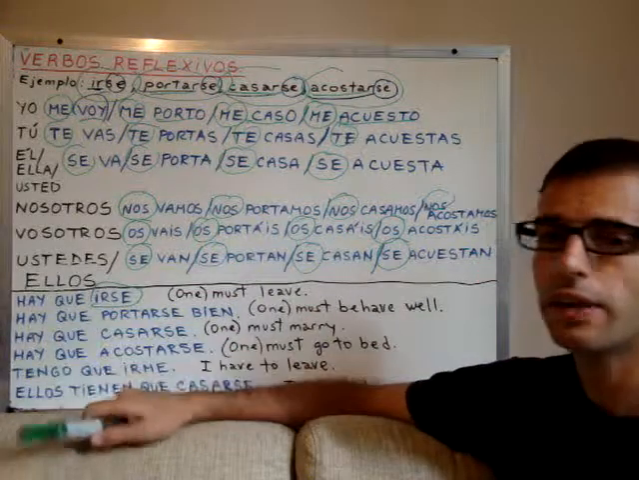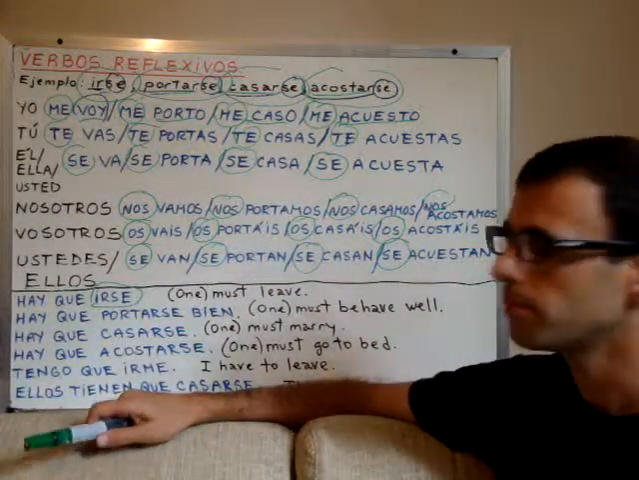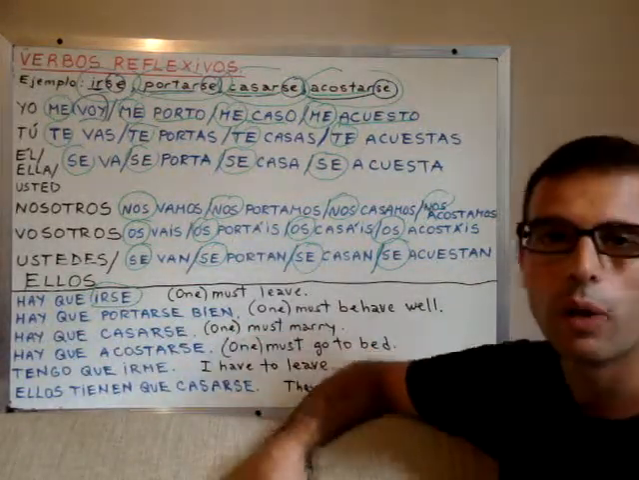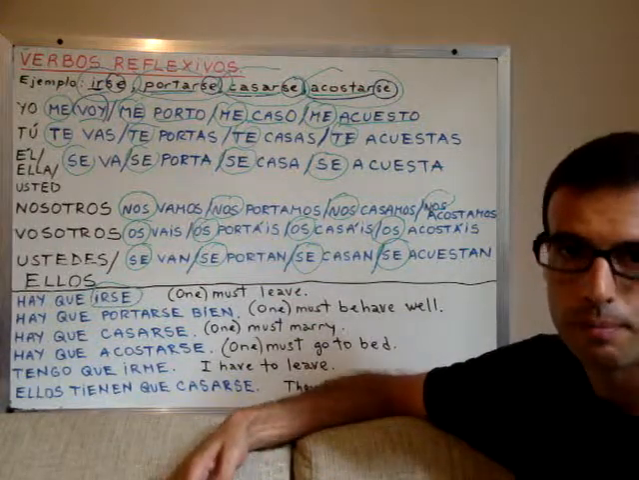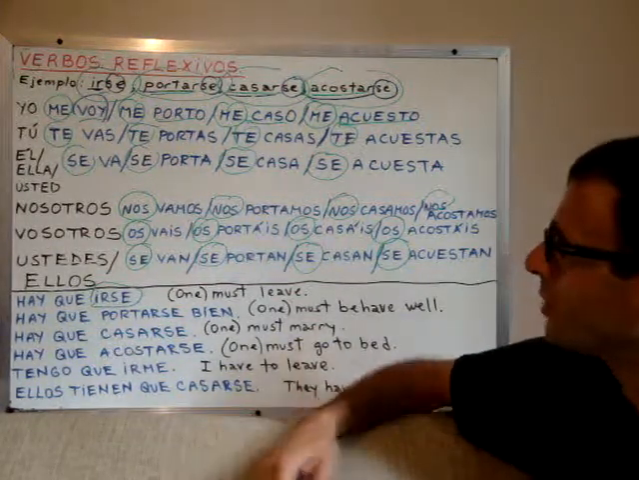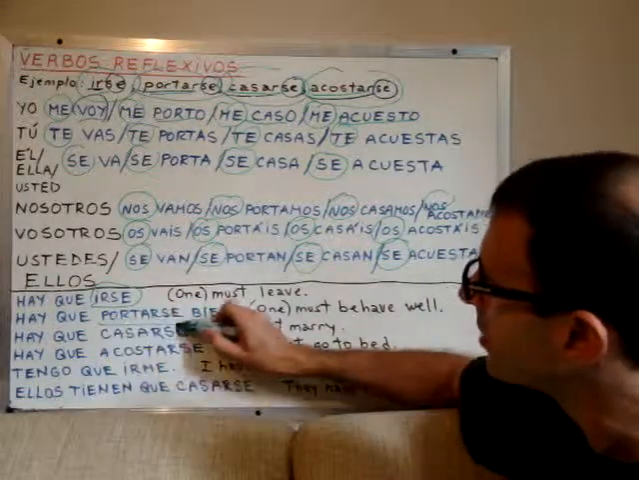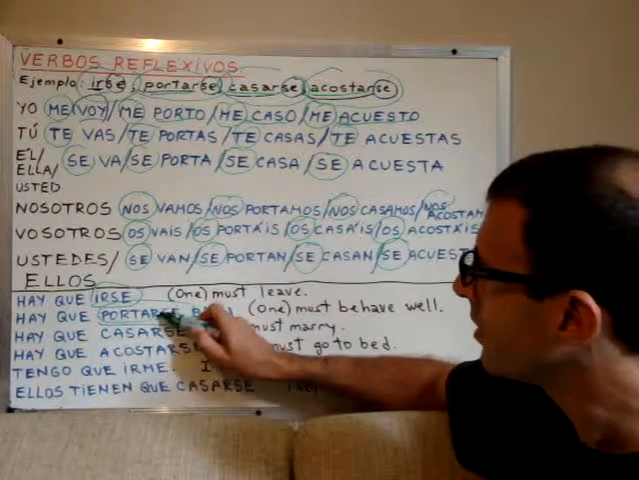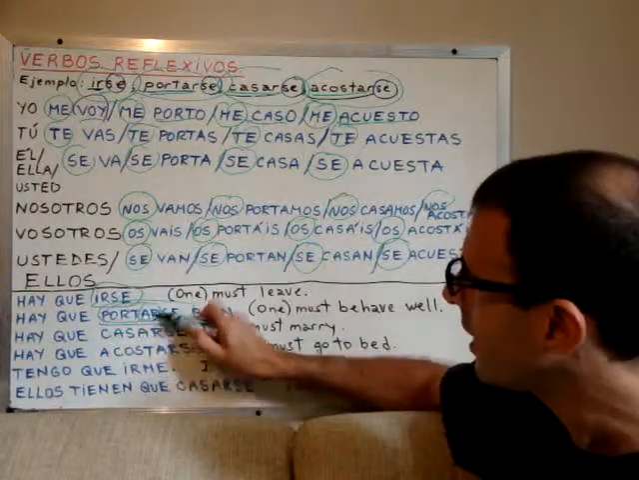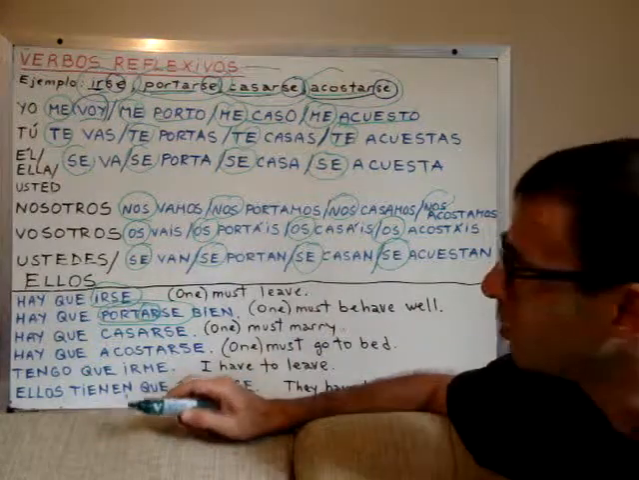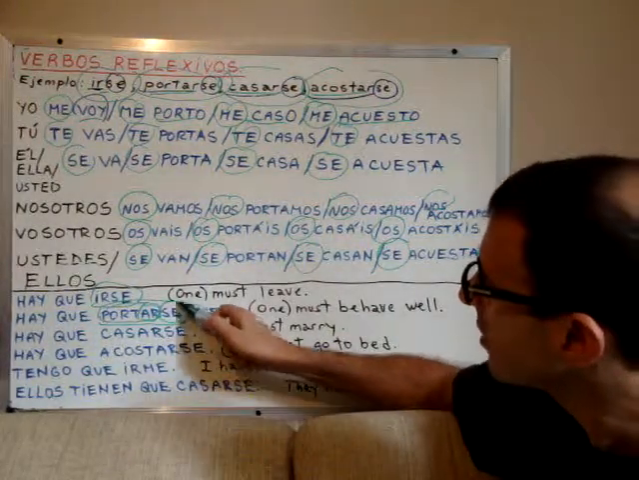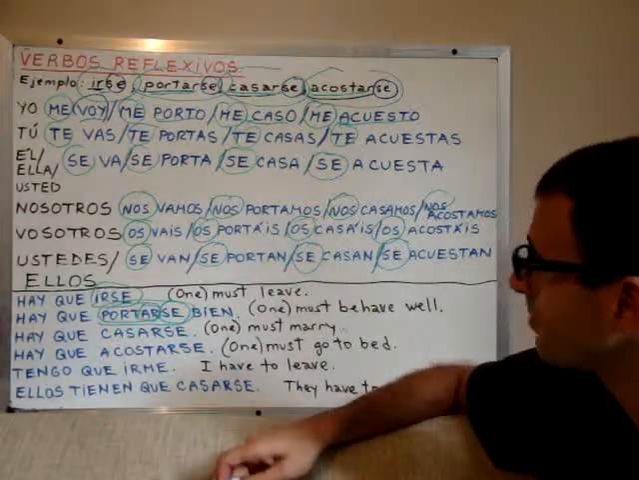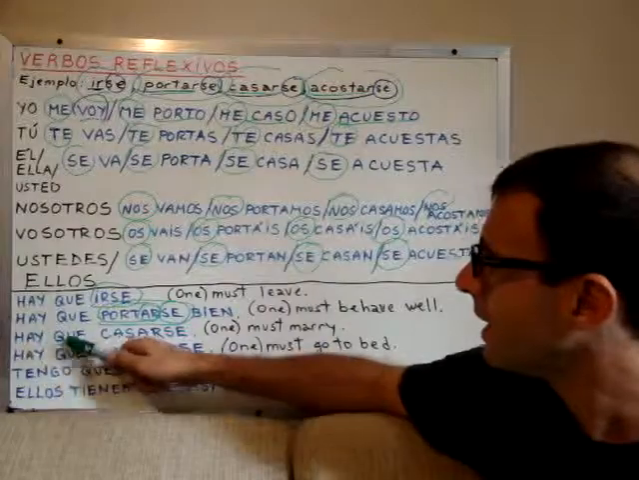One must leave, or this usually means it is time to leave. When you say hay que irse, it is like saying it's time to leave, one must leave. Hay que portarse bien. One must behave well. You can see how portarse is in infinitive. All the verbs in infinitive, they end in ar, er, or ir, depending on which group they belong to. And then you have the suffix, because it is a reflexive verb. Hay que casarse.